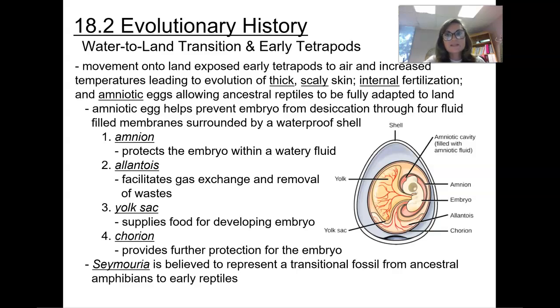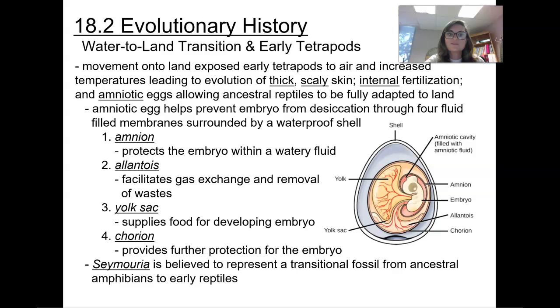Now they're going to have thick, scaly skin. They're going to have internalized fertilization. And we see the appearance of the amniotic egg, which is going to allow ancestral reptiles to be fully adapted to land now because they don't have to worry about desiccation of their eggs. The amnion is going to help to protect the embryo within the watery fluid.